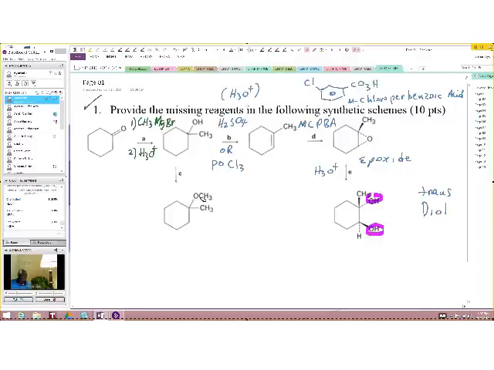Notice what we are doing here. We are forming a bond between this oxygen and this carbon, replacing this hydrogen here with a methyl group. So what reagent do we need here? Anybody has an idea? Okay, I see Alexis. Very good, excellent. So sodium hydride followed by methyl iodide.